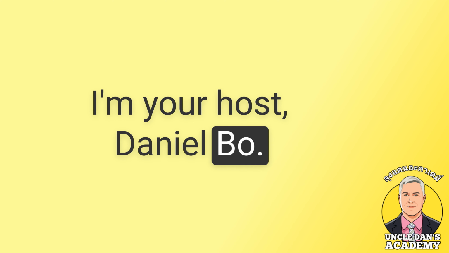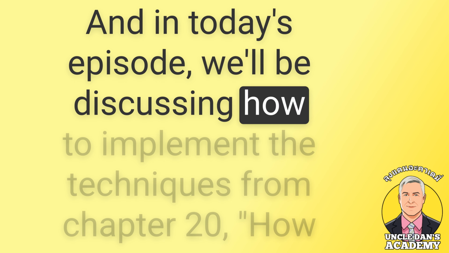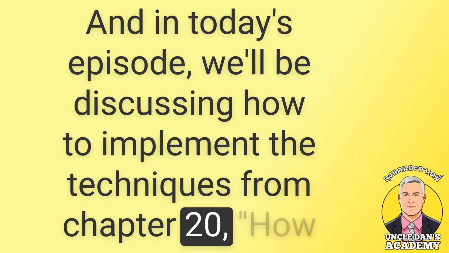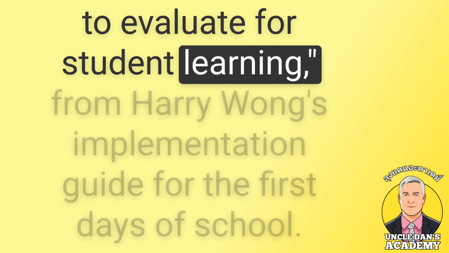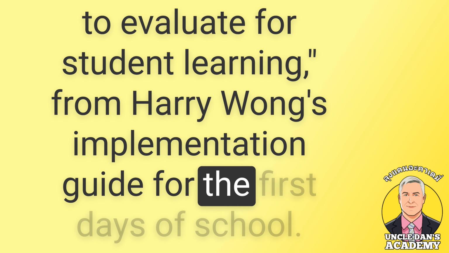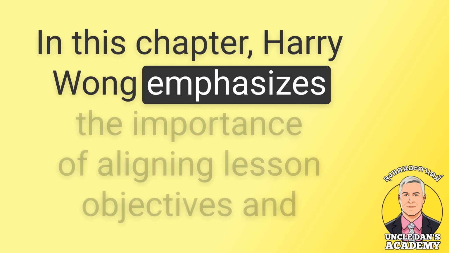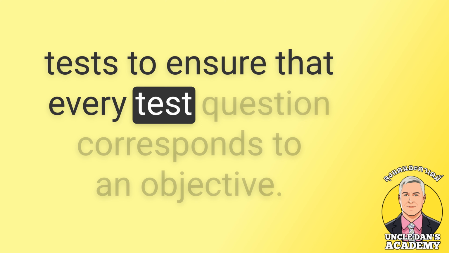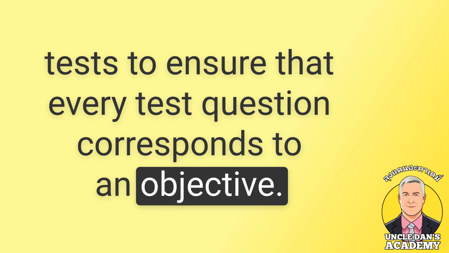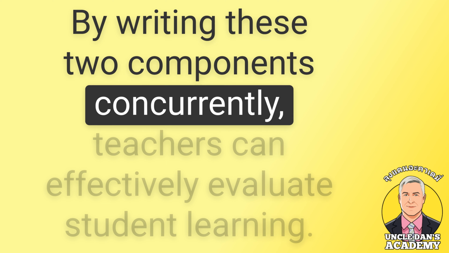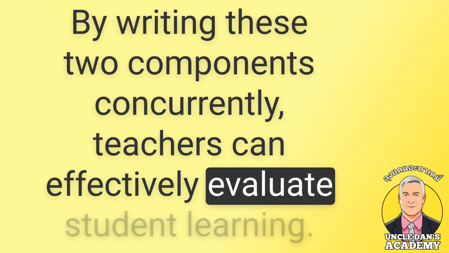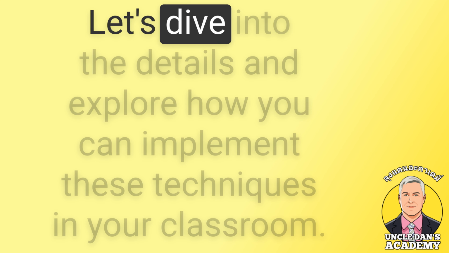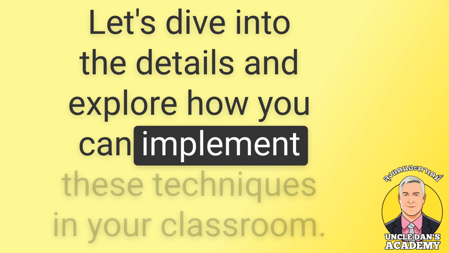I'm your host, Daniel Bowe, and in today's episode, we'll be discussing how to implement the techniques from Chapter 20, How to Evaluate for Student Learning, from Harry Wong's Implementation Guide for the First Days of School. In this chapter, Harry Wong emphasizes the importance of aligning lesson objectives and tests to ensure that every test question corresponds to an objective. By writing these two components concurrently, teachers can effectively evaluate student learning. Let's dive into the details and explore how you can implement these techniques in your classroom.